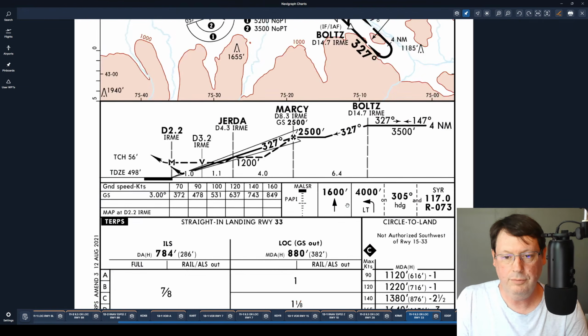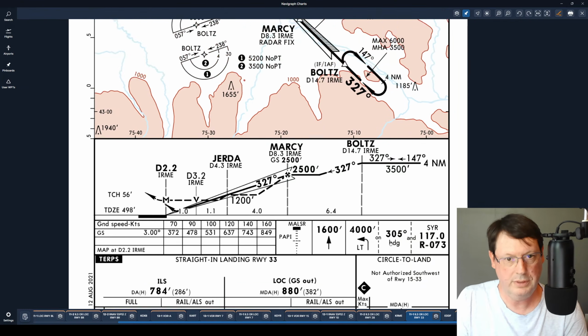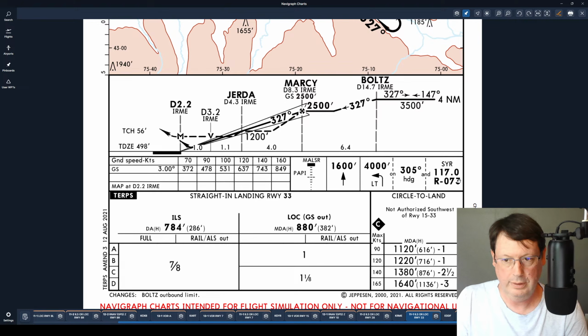So they can't give you the full missed approach here because there's one more step, which is MIFFY. But they give you enough of the missed approach information that you can fly it just by looking here.